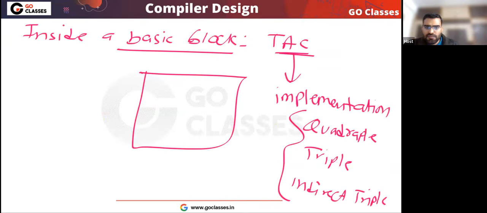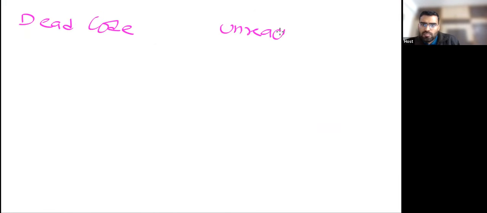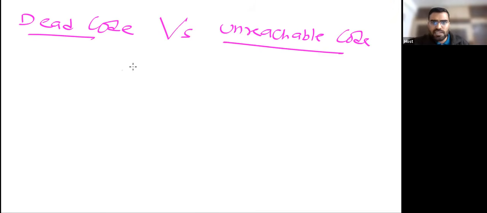Okay, can anyone tell me the difference between dead code and unreachable code? Is there any difference between dead code and unreachable code? No, these are not the same.